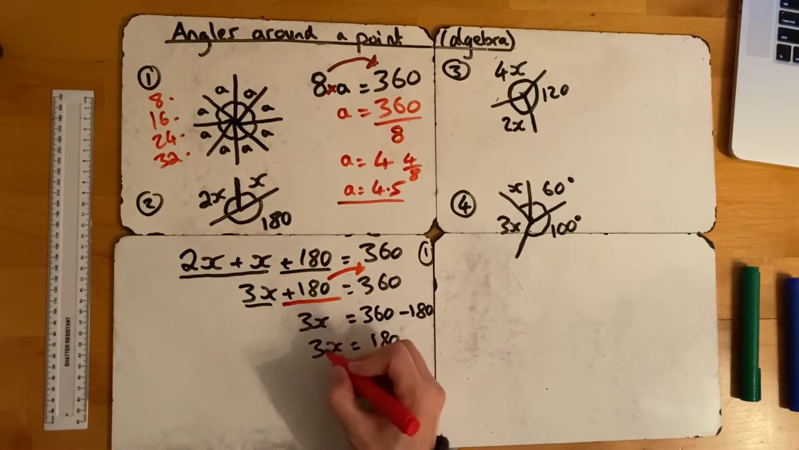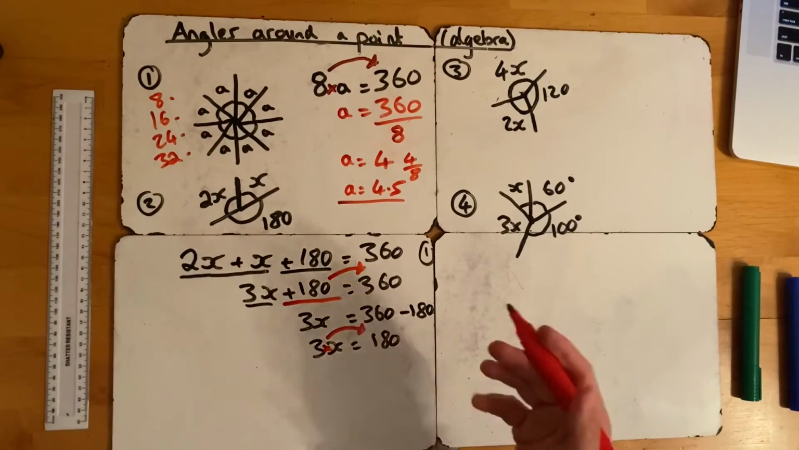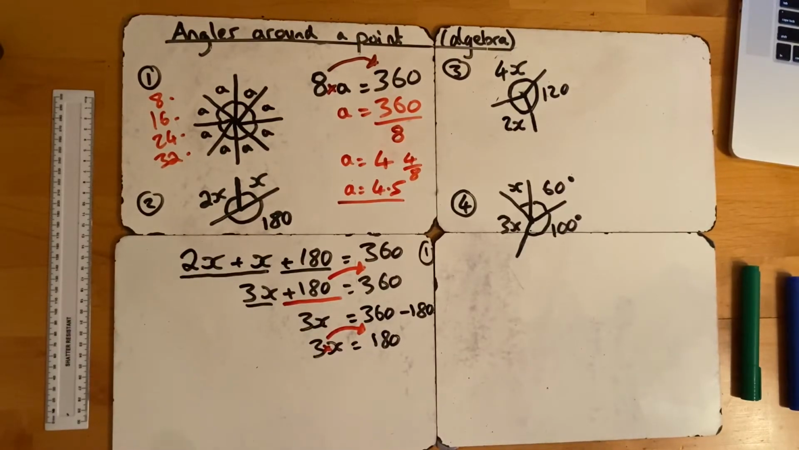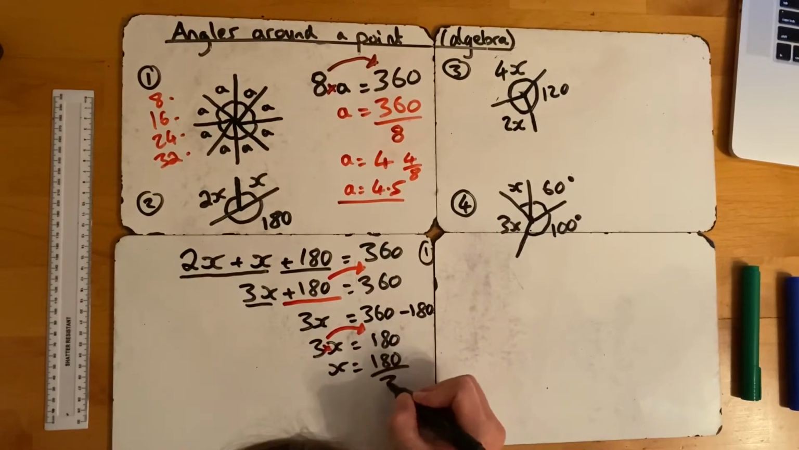If you're number 4, this is the same as 3 times x. So when you take the 3 to the other side, you do the reverse. And the reverse of times by 3 is divide by 3. So x is equal to 180 divided by 3.